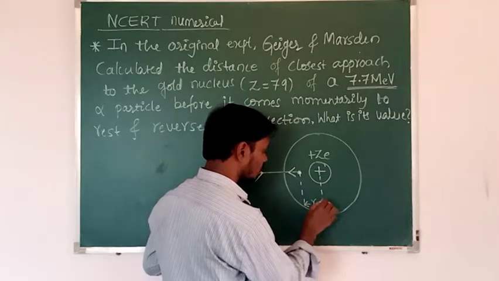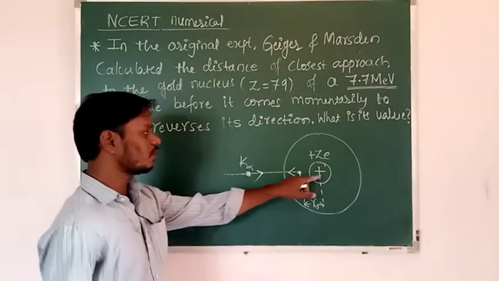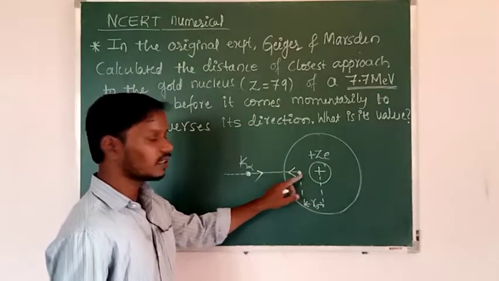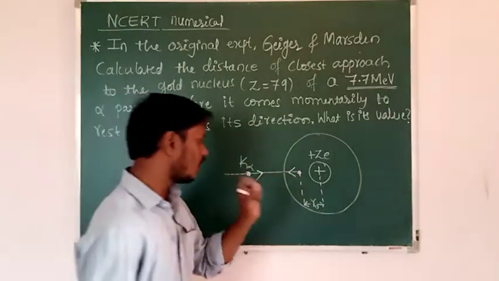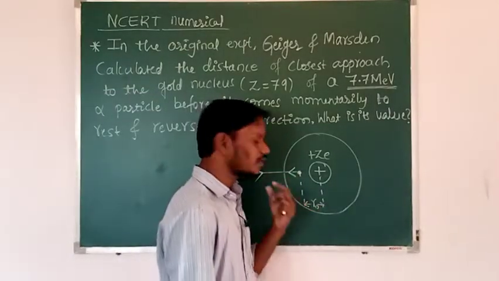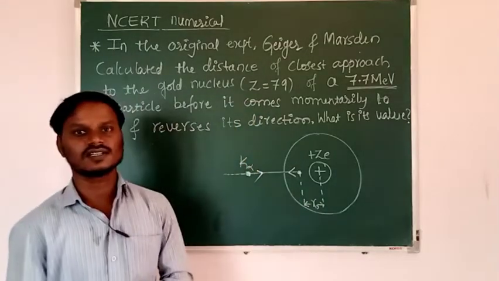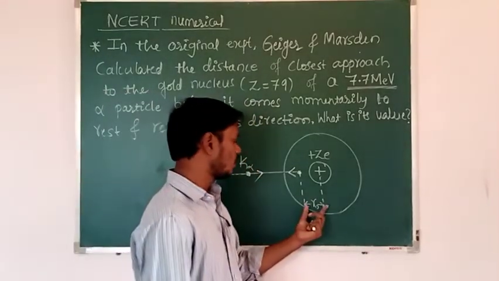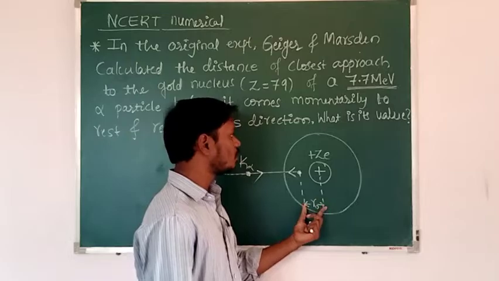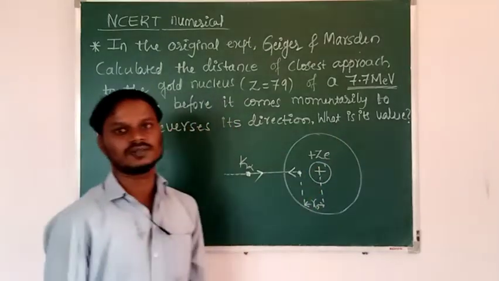The minimum distance at which the alpha particle experiences the large repulsive force is called the distance of closest approach. The minimum distance from the nucleus at which the alpha particle experiences the large repulsive force, that minimum distance is called the distance of closest approach. Then what is our aim? Our aim is to find the distance of closest approach.